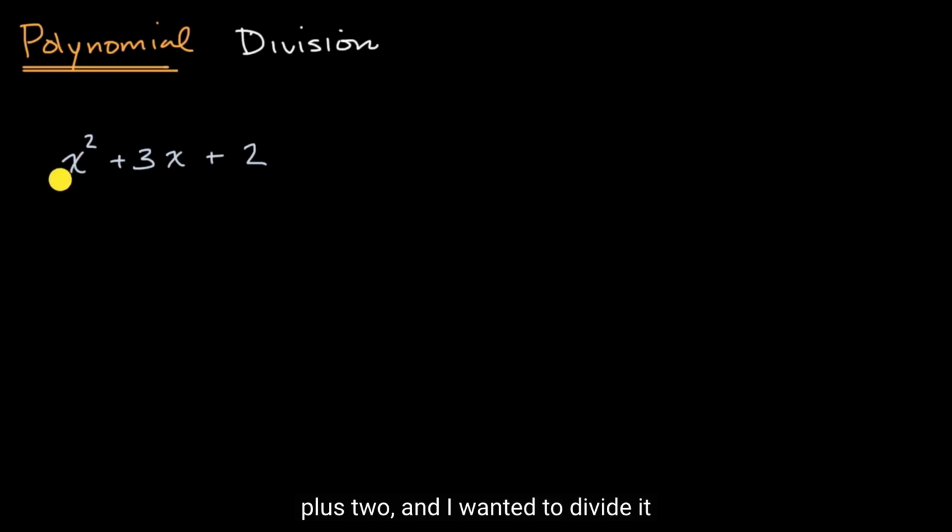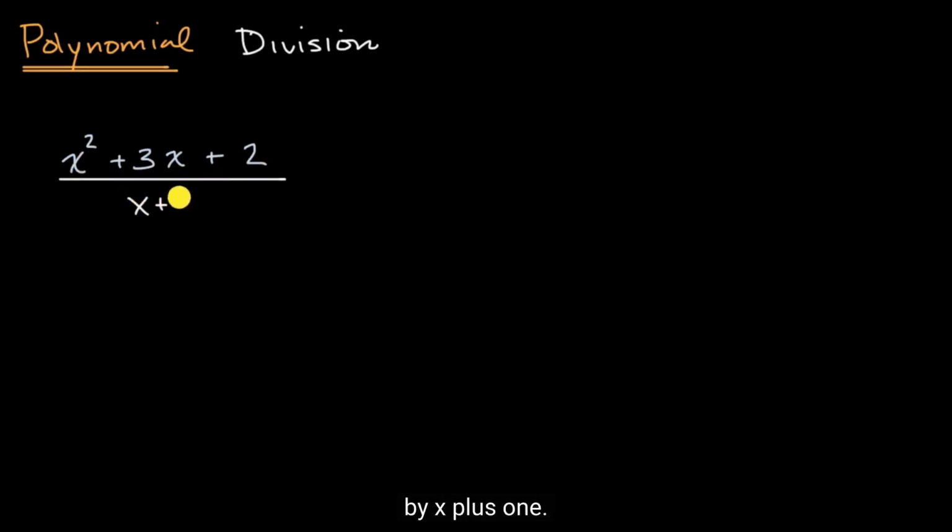So, for example, if I had the polynomial, and this would be a quadratic polynomial, let's say x squared plus 3x plus 2, and I wanted to divide it by x plus 1. Pause this video and think about what would that be? What would I have to multiply x plus 1 by to get x squared plus 3x plus 2?